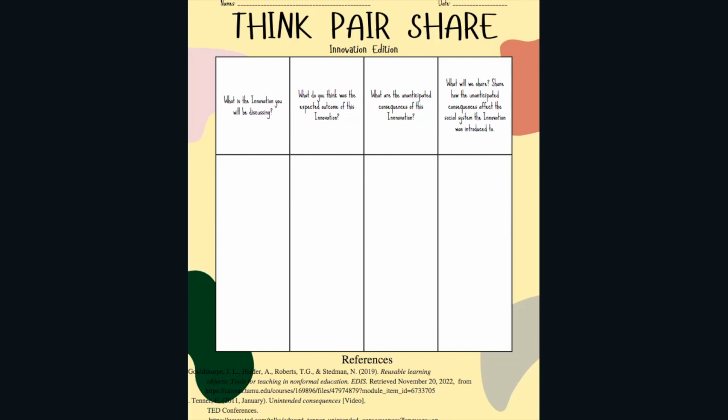For that ship example, that innovation was intended to bring a leisurely vacation to people. And in turn, that's not what ended up happening. But what is the unanticipated consequences of this innovation is the next blank, and they will fill that out. And then lastly, the last part of this think pair is share. So what are we going to share? We're going to share to the group, whoever you are working with, how the unanticipated consequences affect the social system the innovation was introduced to. So what is the lasting effect it has caused?